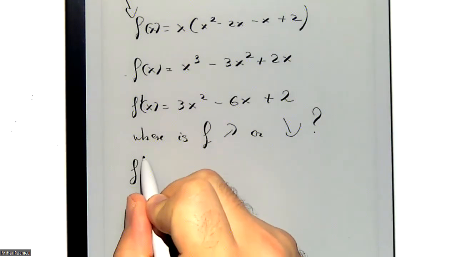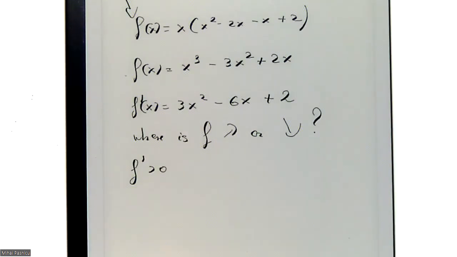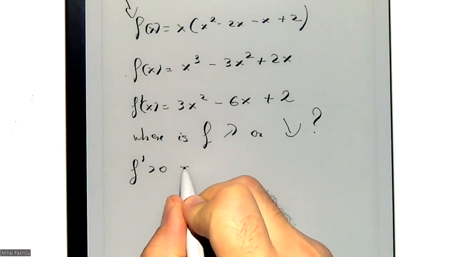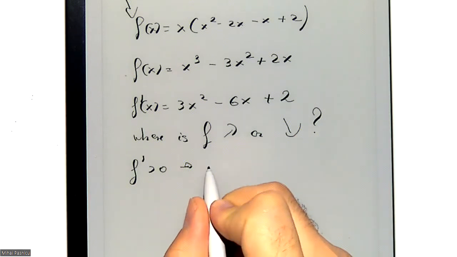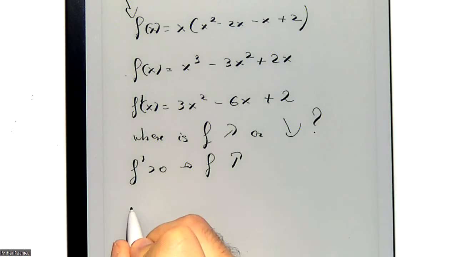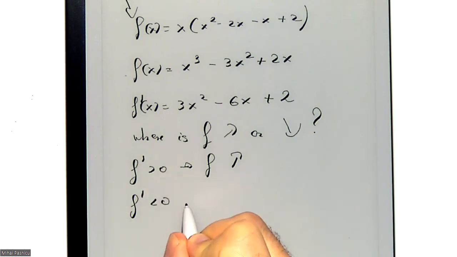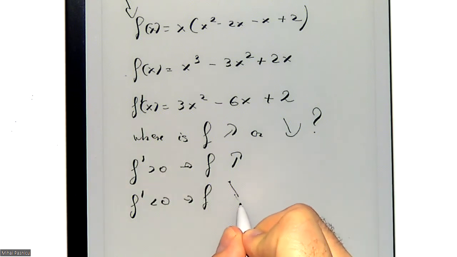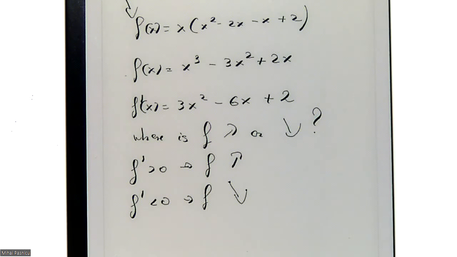The idea is that if f prime is greater than 0, then you have that f is increasing. And if f prime is smaller than 0, then you have f is decreasing. All right, this is something that you should know by now.